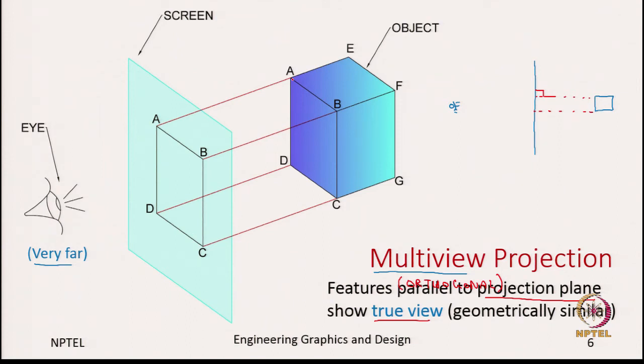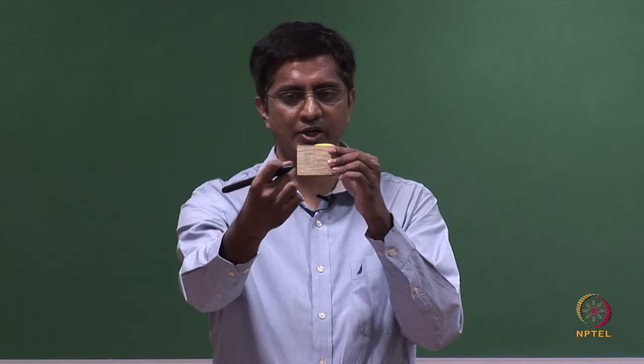Similarly, let us focus on this line segment AB. Even line segment AB is parallel to the projection plane. Since it is parallel to the projection plane, you will have exactly the same length even on the projection plane. So, now what is happening is we are able to capture the true length of the object in these multi-view projections. We made two assumptions here, right: the observer is very far from the object, and you are looking straight into the object.